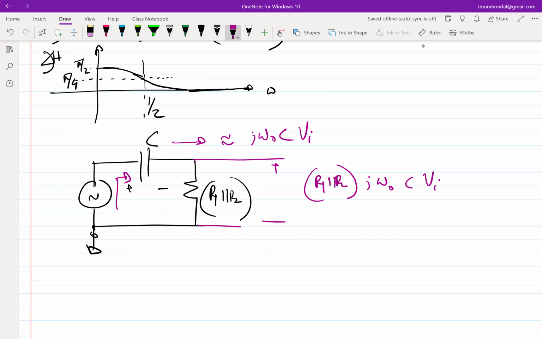At very high frequencies, what's going to happen? The capacitor will almost act as a short circuit, and the entire Vi will come across the resistor. So this happens at omega much less than 1 over tau, and at omega much greater than 1 over tau. This is V naught. Your V naught will be here.